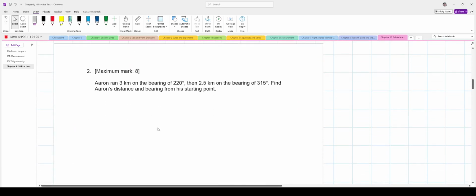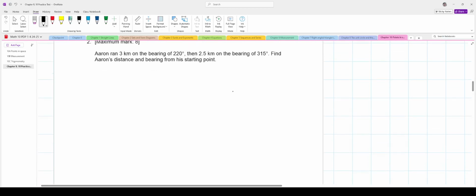Let's move on to the next question. Aaron ran 3 kilometers on the bearing of 220 degrees, then 2.5 kilometers on the bearing of 315 degrees. Find Aaron's distance and the bearing from his starting point. Well, first thing we need to draw this situation. The bearing of 220 degrees is 40 more than 180, which means we're going south and a bit west. And then the bearing of 315 degrees is 45 degrees more than 270 degrees. So it means that we're going west and a bit north.